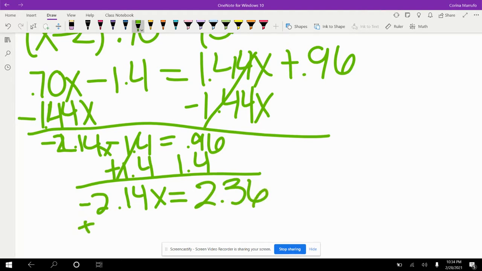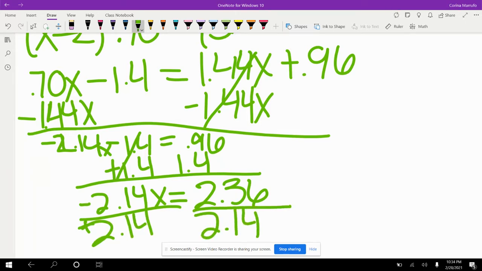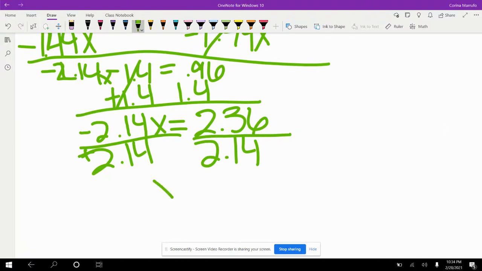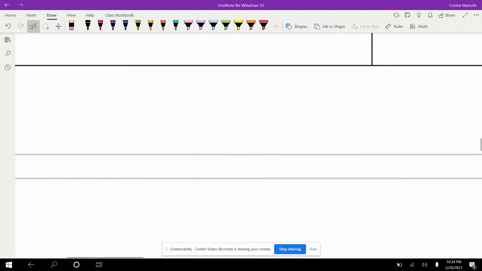I'm going to solve for x by dividing by 2.14, and that gives me 1.102. So x is equal to 1.102. Okay, the next one.